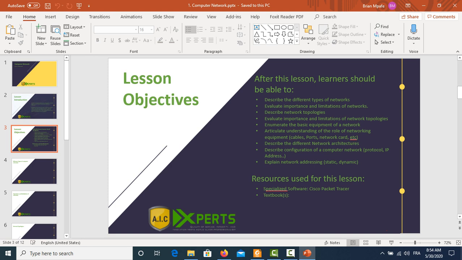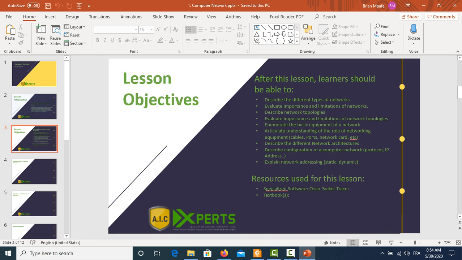Now, why did I choose Cisco Packet Tracer? This lesson is actually computer networks, and when I looked at all the lesson objectives, Cisco Packet Tracer, which is a specialized software, was one of the simulation softwares that I think would allow the learner to have an experience or a feel of the concepts if we use it for demonstrations. We're going to talk about that later.